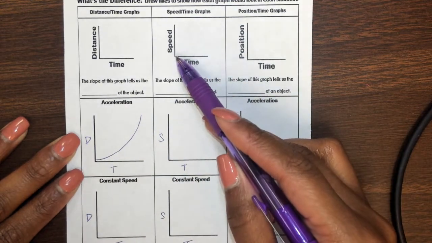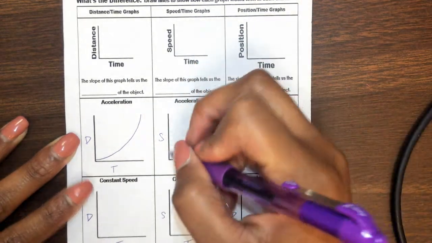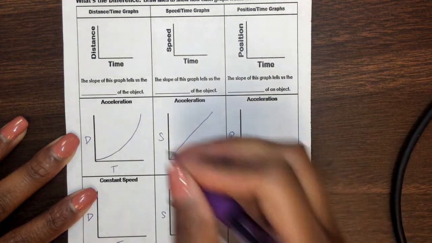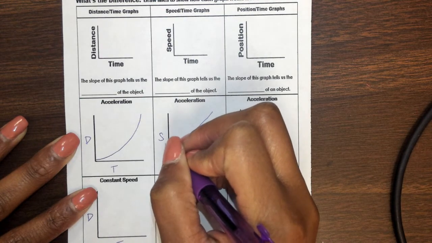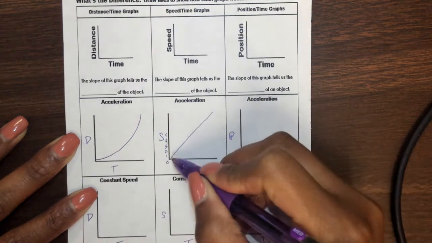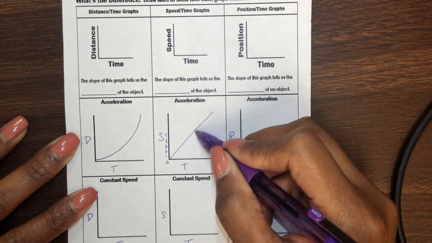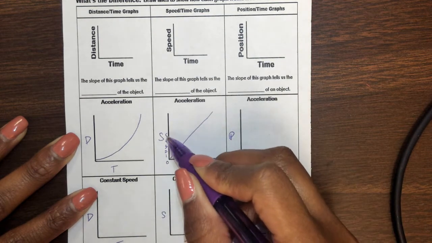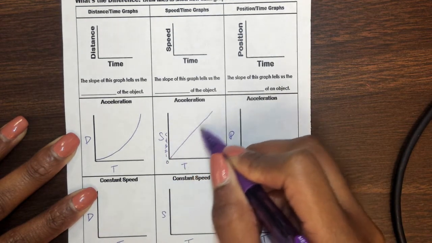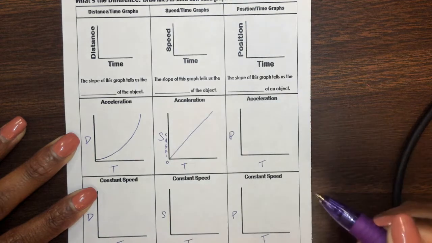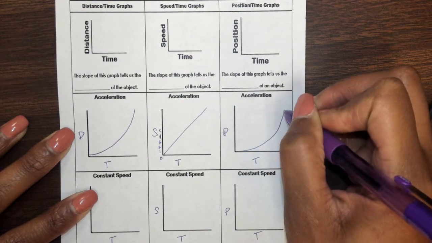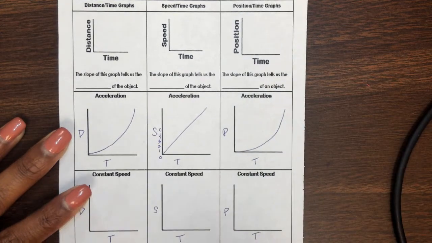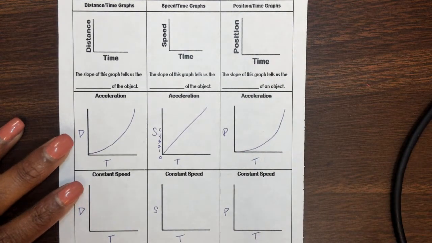For a ST graph, for acceleration, all I'm doing is a straight line. So if it helps, put some numbers by it. This speed down here is 0, 1, 2, 3, 4, 5. As you move up, you can see that the speed is increasing as well. So this is acceleration for a ST graph. And a PT graph is just like a DT. So we have that curved line again, showing a fast change in distance over time.